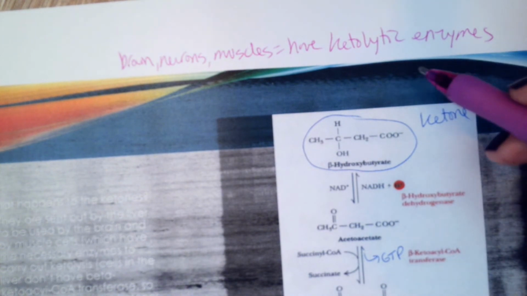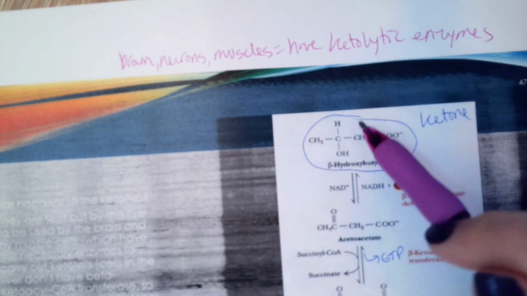Liver cells don't have that. And that's good, because if they did, then they'd make the ketones and then they'd break them down again. And that would be silly. Then the other cells wouldn't be able to use the ketones as much. So the liver cells aren't able to break them down. They're only able to make them.